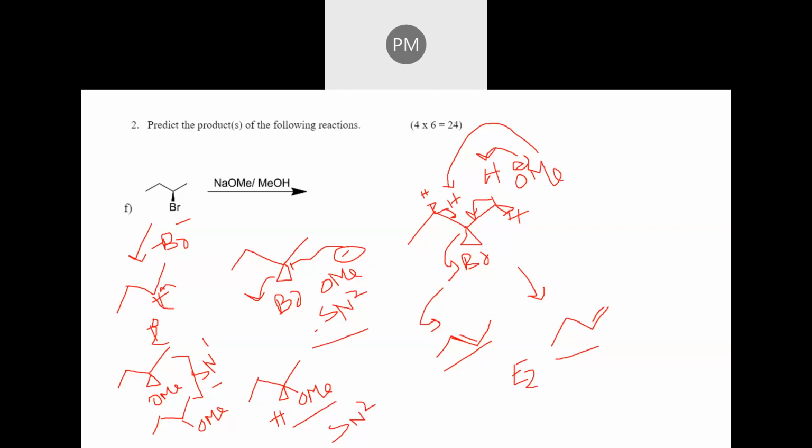Generally E2 is favored when there is a strong base and a poor nucleophile, and SN2 will be favored when there is a strong base and a good nucleophile. So E2 will be favored with a poor nucleophile, and SN2 will be favored when a strong nucleophile is there. And SN1 will be favored when there is a polar protic solvent, and SN2 is favored when there is a polar aprotic solvent. So these conditions will favor the SN1 or SN2 pathway.